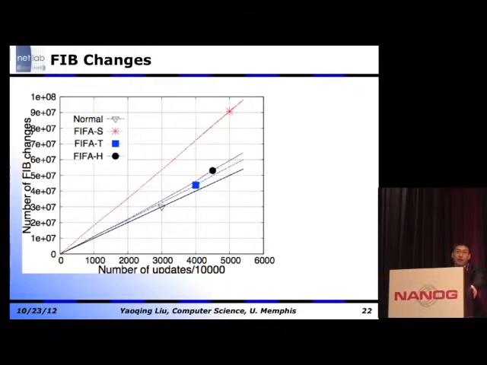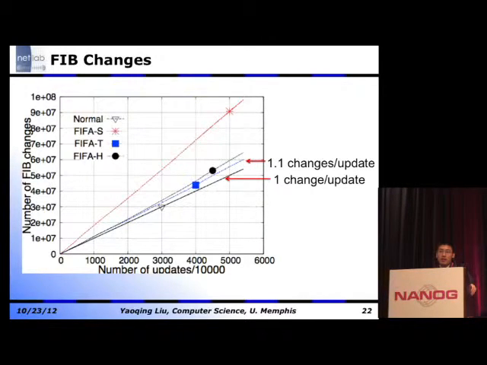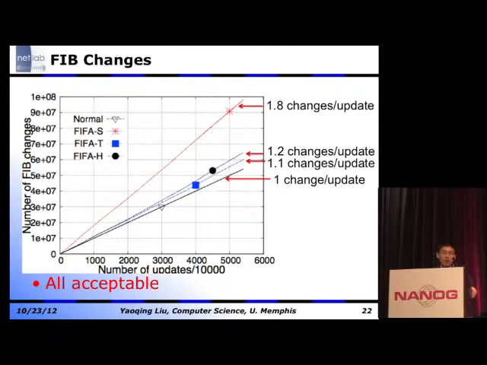So the third metric, the total number of FIB changes. The bottom black line is for normal updates without any aggregation. So it's a 1-to-1 relationship, right? One change per update. For FIFA-T, it's about 1.1 changes per update. And FIFA-H is about 1.2 changes per update. Even for the optimal one, it's about 1.8 changes per update. So from the results, you can see they are all acceptable.